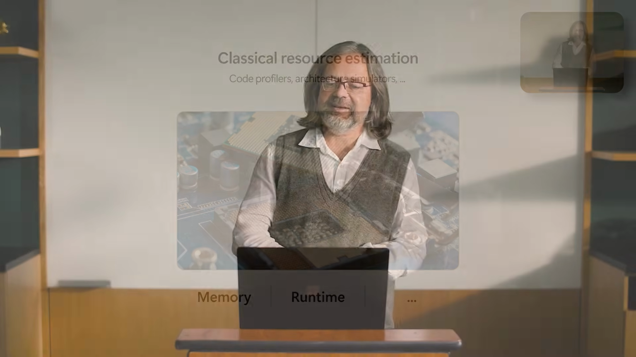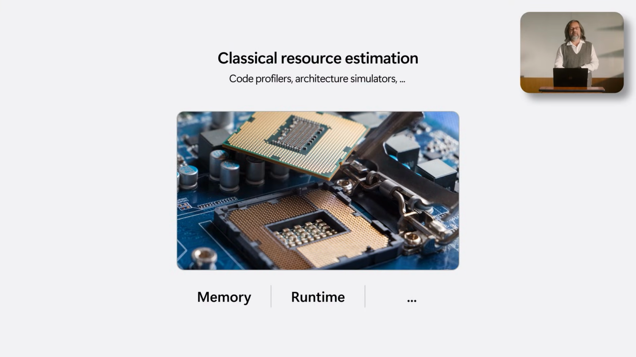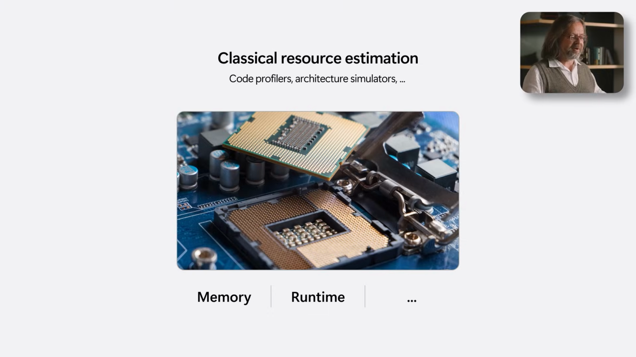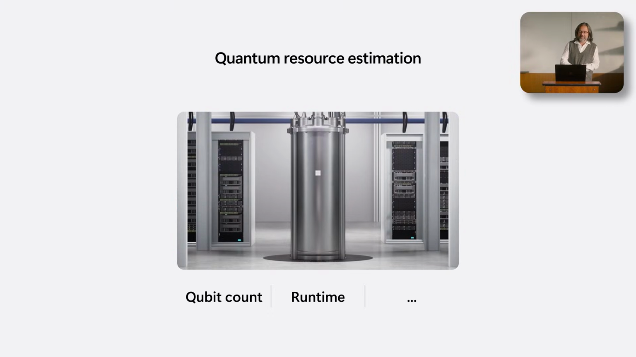It is also done classically with a code profiler, with an architecture simulator. We can estimate the memory needed for a program, the runtime needed, the number of GPUs needed, or the software developer can take a code and optimize it for a certain architecture. The chip designer may take a code and a profile, then optimize the new hardware for an application. All of this is done with a profiler and simulator, which is what we call the resource estimation. We do the same in the quantum case.